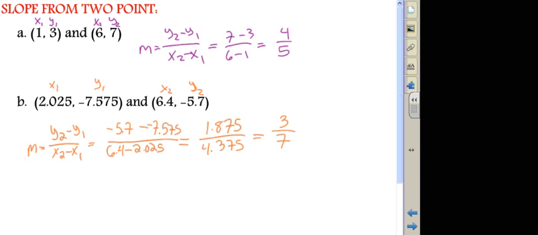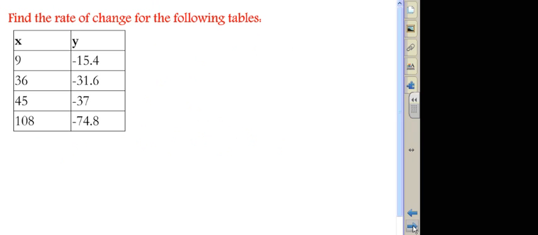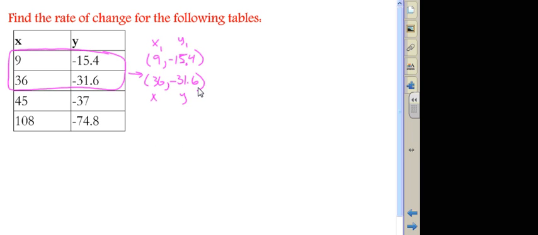All right. Now we're going to go on to something other besides points. Let's look at tables. Okay? So here's our first table. A table is nothing more than a bunch of points. So instead of having 2 points, I got 4 points. So pick any 2 points you want. I'll pick the top 2. Draw my arrow. I'm going to write them as 2 points: 9, negative 15.4, and 36, negative 31.6. Again, these are my x's, 9 and 36, and these are my y's. Doesn't matter how the table is, but make sure you write your points correctly.